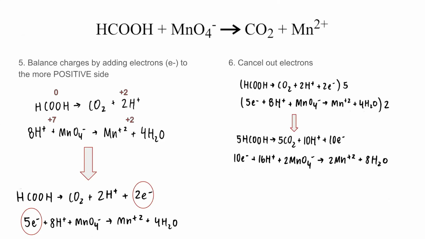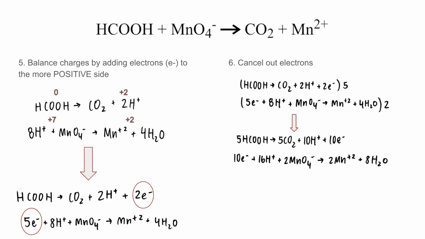Now that we have balanced out the overall charges, we have to cancel out electrons. In order to do this, we have to multiply the 2 reactions by the least common multiple. In this case, it's 10, because 5 times 2 is 10. So we need 10 electrons in total for both the first half reaction and the second half reaction. So we multiply the entire first reaction by 5 to get 10 electrons, and then we multiply the entire second reaction by 2 to get 10 electrons as well.